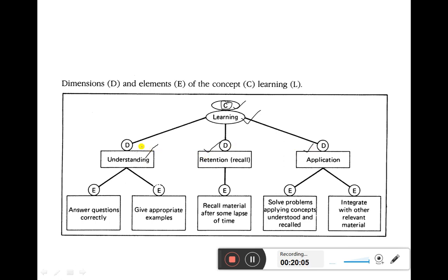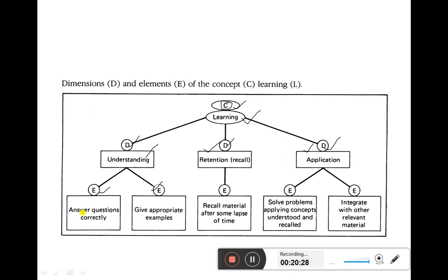Now all these are known as your D. D here means dimension. So understanding is one dimension, recalling or retention is another dimension. And application is, for example, another dimension. Each dimension, it means understanding, I have divided into different two elements. Here E means element.